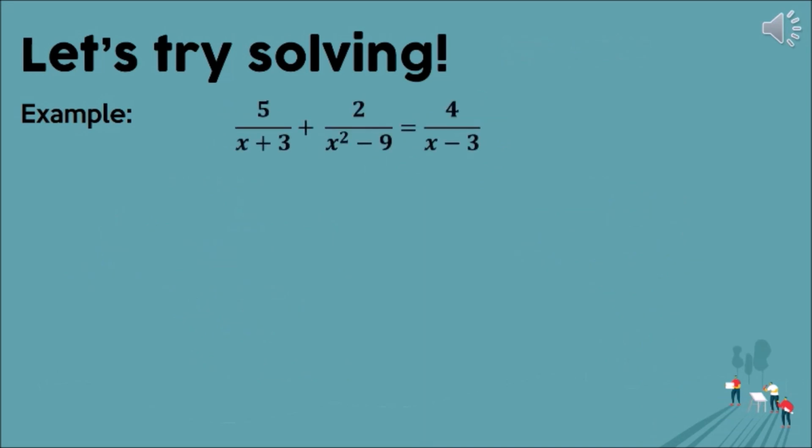Our next example is quite similar to the last one. 5 over x plus 3 plus 2 over x squared minus 9 is equal to 4 over x minus 3. Because of the presence of x squared minus 9, which is a difference of 2 squares, we need to factor this out for it to be easier. Now we have x plus 3 times x minus 3 on the denominator instead.